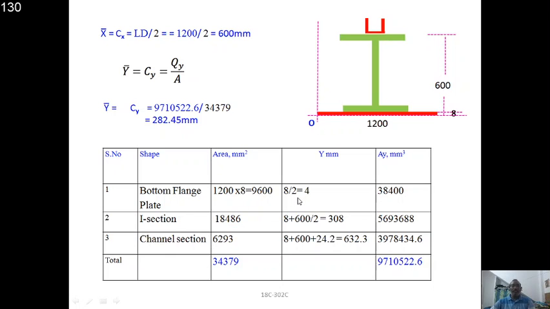After listing out the areas, calculate y1, y2, y3 with reference to the origin axis. So this is y1 for the bottom flange plate. Therefore 8 by 2, that is 4. And for the I section, the distance is from the origin to this point, then 600 by 2, because it is the depth of the I section. So we need to calculate from this point, hence we need to add 8 also. Therefore 8 plus 600 by 2, that is 308.